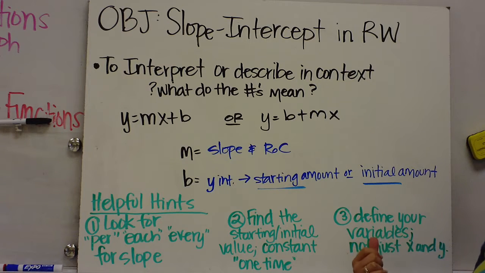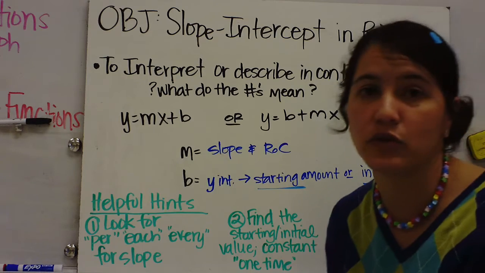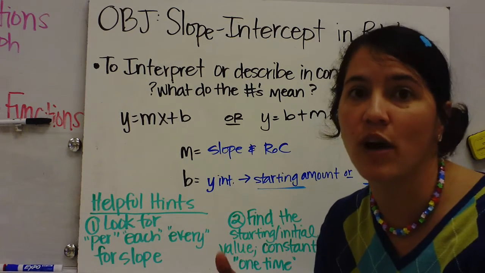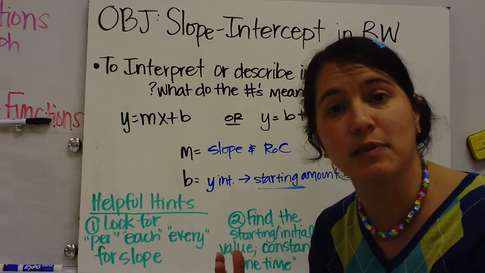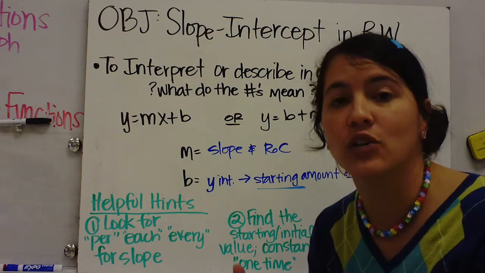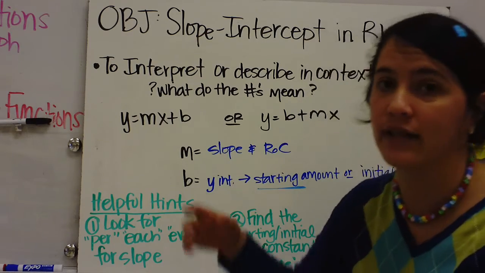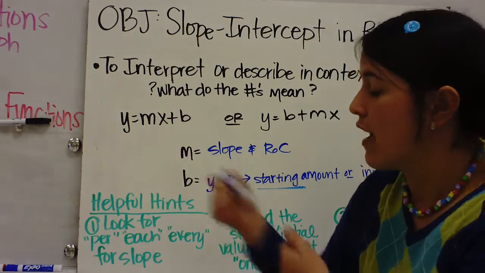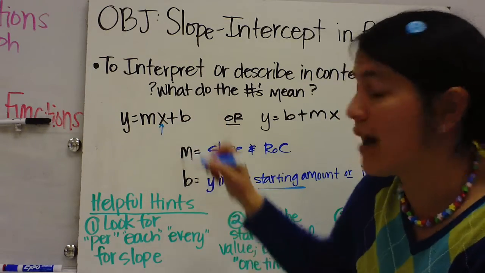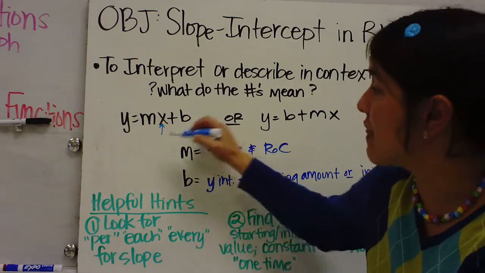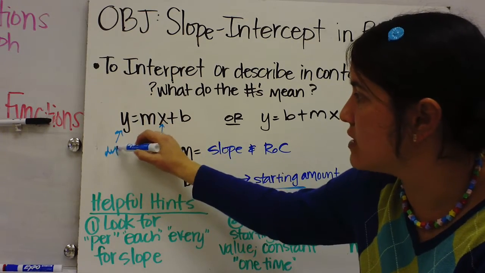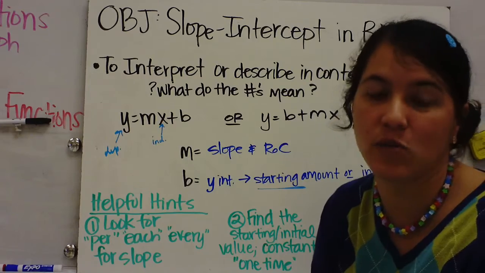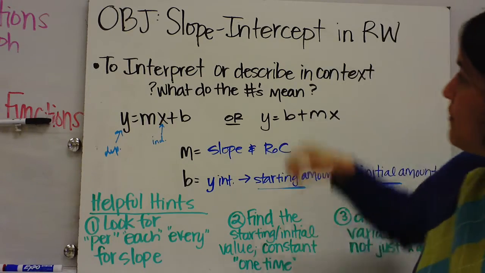And then number 3, define your variables. We're not just going to be using x and y anymore. We're going to be using other variables. So it's important that you understand what your variables represent. And remember, we talked about independent and dependent. Your independent variable is going to be your x. Your dependent variable is going to be your y. So in the equation, your x might not be an x, it might be something else, but this is your independent variable, and your y is your dependent variable. So that's one of the reasons why we learned about independent and dependent.